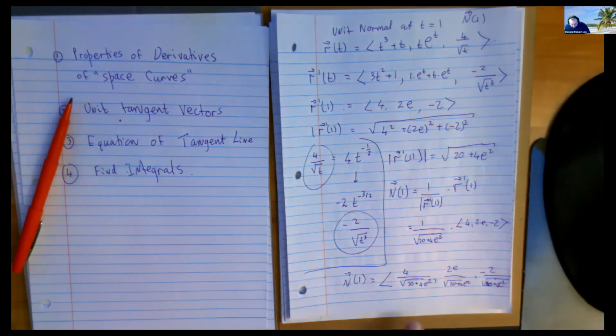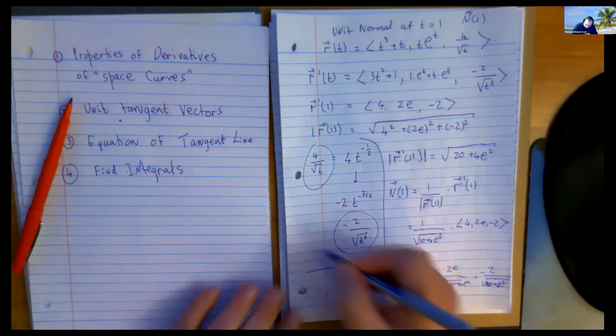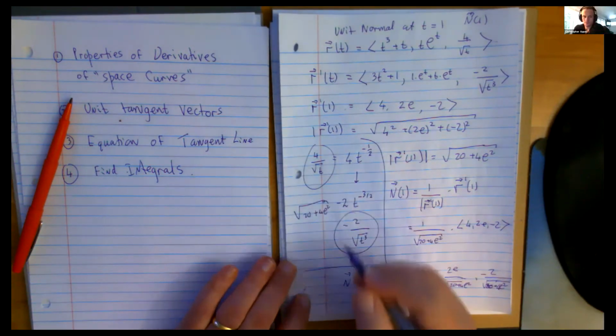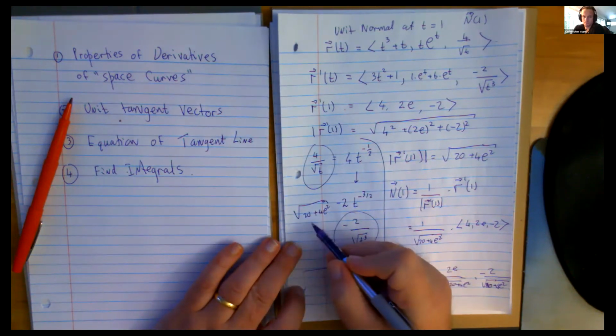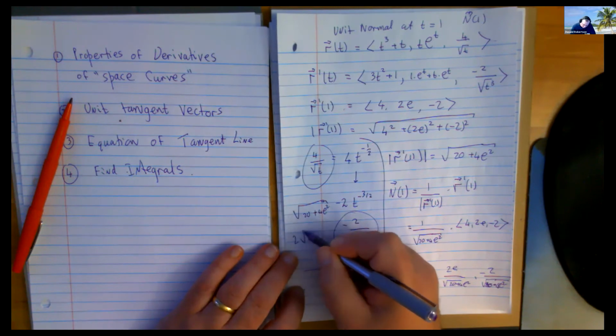Is there any way I could have simplified the square root of 20 plus 4e squared? 2 root 5. So pull out a 4 as a common factor, which gets you 2.